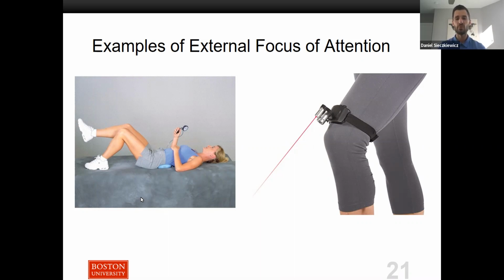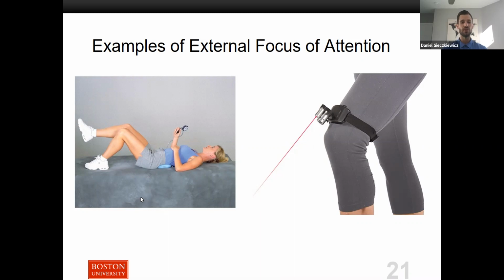The picture on the right, we oftentimes will use lasers in the clinic as an external focus. As an example, if we're seeing a dynamic knee valgus, for example, during a single leg squat or a lateral step down, rather than saying, don't let your knee drift inward, we would use the laser and say, do you think you can keep that laser tracking along that line?